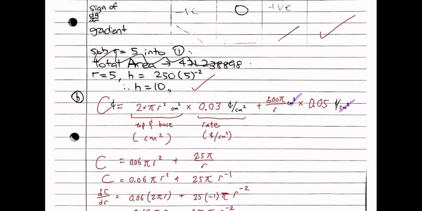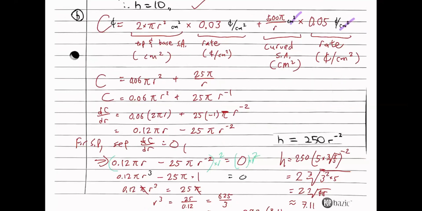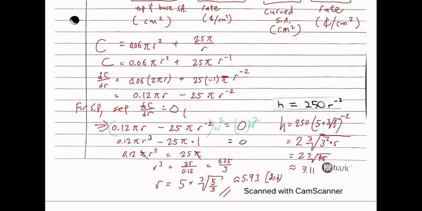Maybe I should label this. This is not top and base. This is curved surface area. Top and base surface area. Units is cm squared. This one is cents per cm squared. Okay, good. Anything else? No more. Very good.